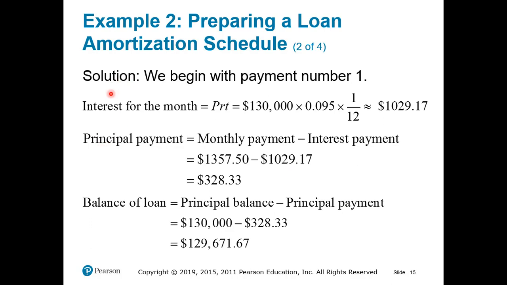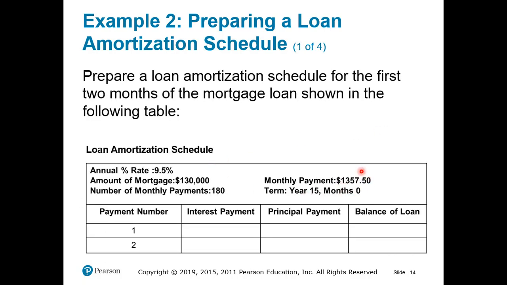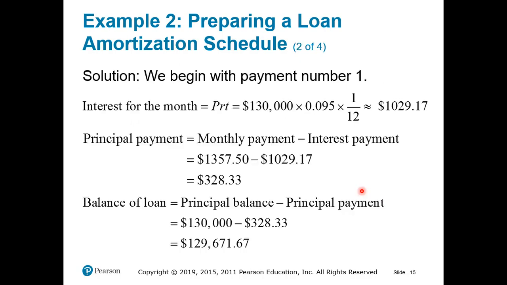Okay. So the interest for the first month is just a regular simple interest loan. So it's $130,000 times the 9.5%, and then it's 1/12 of a year. Okay, don't forget, this is not a full year. It's monthly payments. So the amount of time is 1/12 of a year. Okay, so then your interest, look at that, is $1,029.17. What was the payment? Look at that, $1,357.50. Okay, so the vast majority is interest.